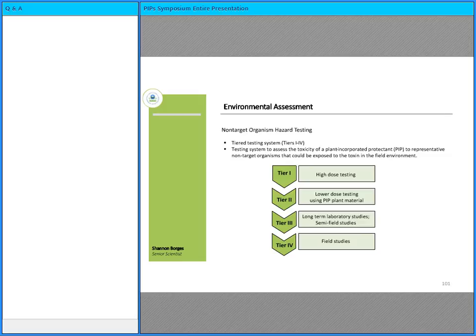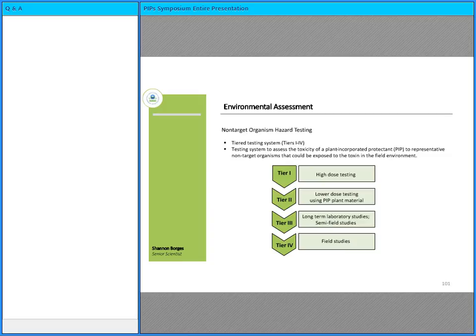Then there are Tier 3 studies, which are more long-term laboratory studies and semi-field studies, and Tier 4 studies, which are field studies. The idea behind this testing is that as you work through the tiers, you don't advance unless you have effects at the lowest tier. So if you do your high-dose testing with your artificial test material and you see no effects, then you don't have to move on to Tier 1.